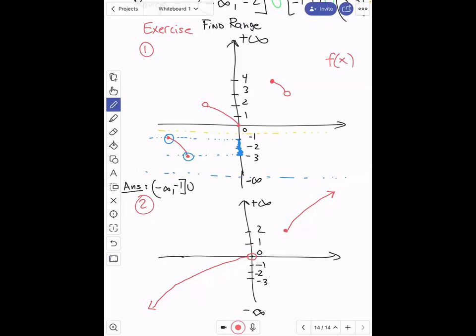Now, as I said, there will be no intersection between -1 and 0, but between 0 and 2, if you take a horizontal line between 0 and 2, as you can see, you do have an intersection.